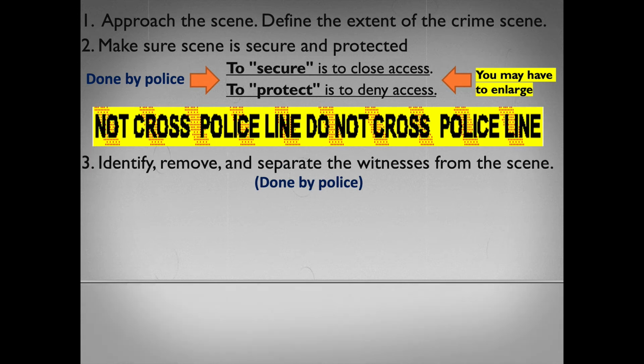Do not cross it. Number 3, they will also identify, remove, and separate the witnesses from the crime. So they're going to do their best on the spot to determine who is a legitimate witness and try to keep them away from others, because the power of suggestion could change their opinion if someone planted an idea in their head in the talk that happens after the crime's committed.